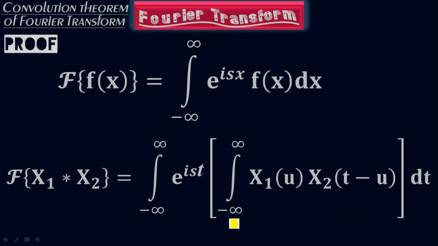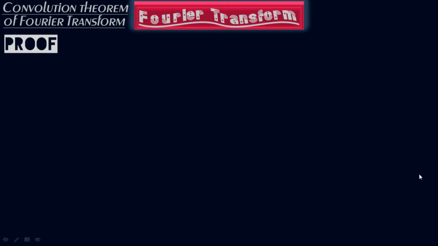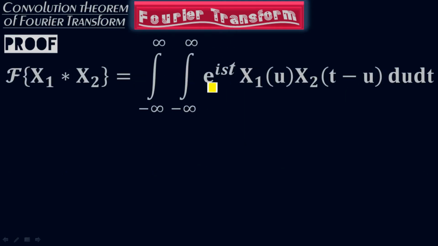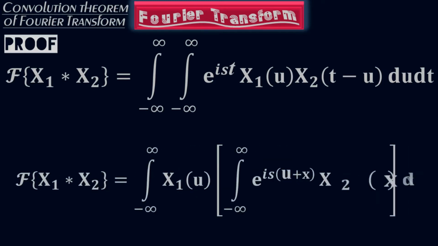Now to take out this integration here, just take out this integration here and put it there with the first integration. So I will have the double integral of e to the iota st times x sub 1 of u times x sub 2 of t minus u du dt. To further simplify, to have the integral of x sub 1 of u into the integral of e to the iota s of u plus x times x sub 2 of x dx du. What I did, I just took x sub 1 of u and put it there with the first integration here.